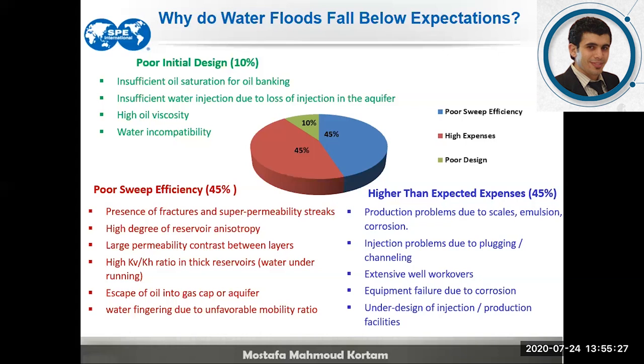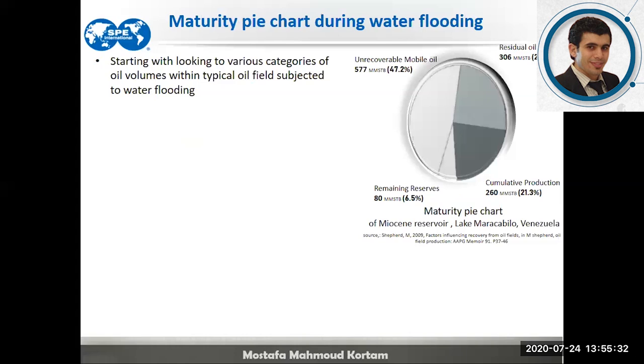A maturity chart during a water flooding. Starting to look at the various categories of oil and volumes within a typical oil field subject to water flooding, you may find, or we may form, a pie chart. This pie chart effectively explains how much is the residual oil, how much is the produced oil, and how much is the reserves and unrecoverable oil.